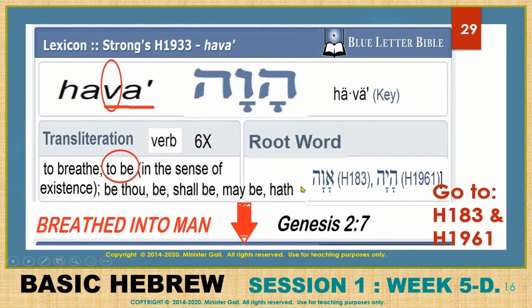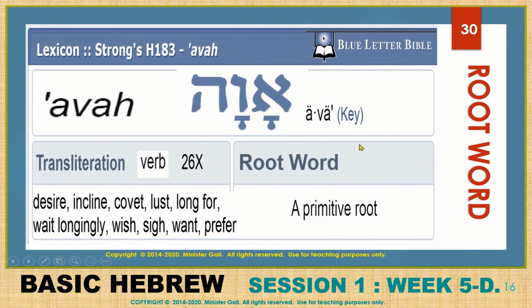We did the 1961, but that's still not the root word. Dig deeper. H183. Here's the root word. Ava, A-V-A-H, which means desire, covet, lust, long for. So the Lord longs for you. Remember, he knew you before you were in the womb. He created you. He gave you his breath. He longs for you to be one with him, to be filled with his spirit of power. Without his spirit filling in you, you don't have the power. You have breath, but you don't have his power.